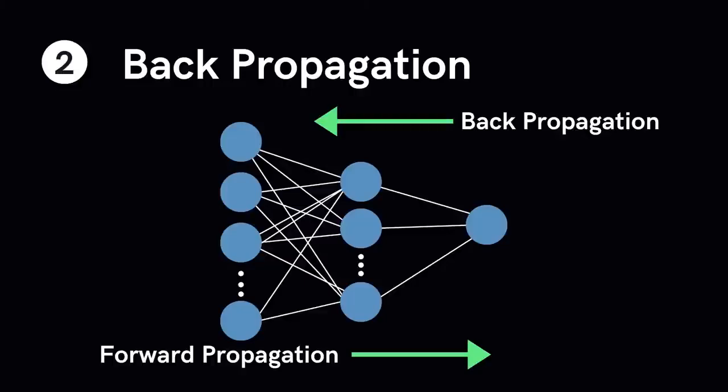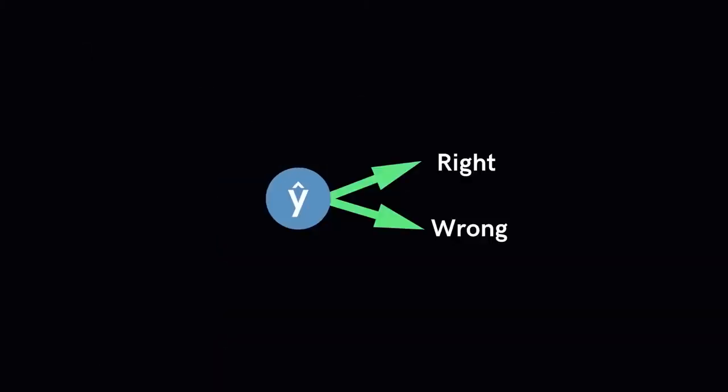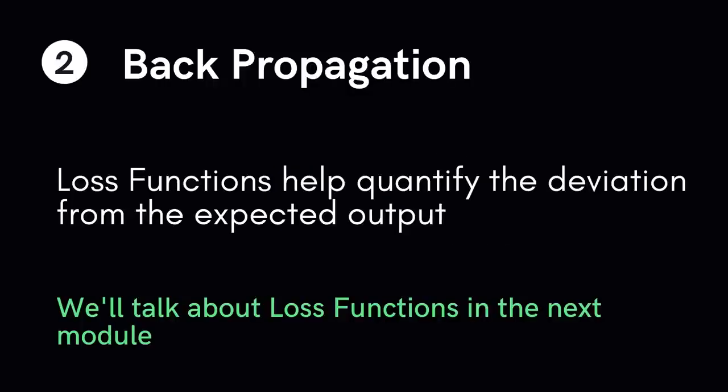In the last step of forward propagation, a neural network spits out a prediction. This prediction could have two possibilities, either right or wrong. In back propagation, the neural network evaluates its own performance and checks if it is right or wrong. If it is wrong, the network uses something called a loss function to quantify the deviation from the expected output. And it is this information that's sent back to the hidden layers for the weights and biases to be adjusted, so that the network's accuracy level increases.